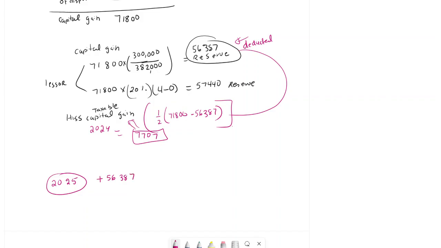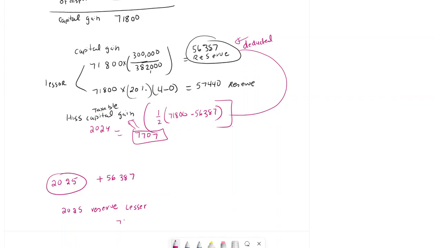56,387. We deducted it. Now we're going to be adding it. That's the first thing you're going to do. We also have to pay some capital gain, but we have to calculate it. Your reserve for 2025 will be the lesser of the two numbers.